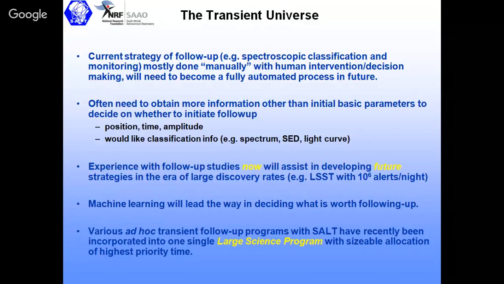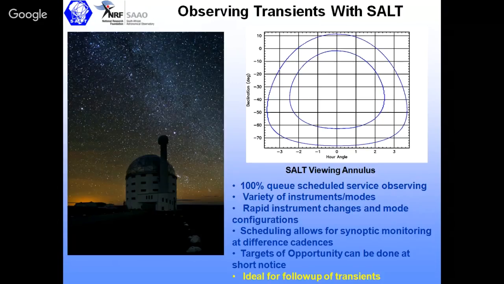SALT is a bit of a peculiar telescope because you might think, well, a 10 meter telescope, you can look over the whole sky, but it's designed with efficiency and cost in mind. So it's not a typical telescope that can point anywhere. It's a fixed altitude telescope, and you can only observe things in a window, shown here, this annulus. This is hour angle, this is declination. You can only observe inside this region, not in the middle and not on the outside.